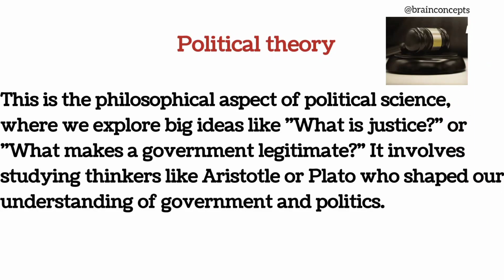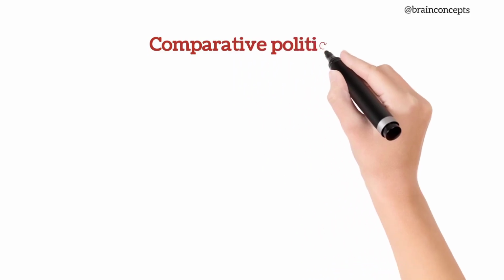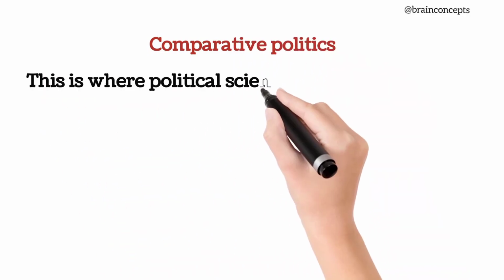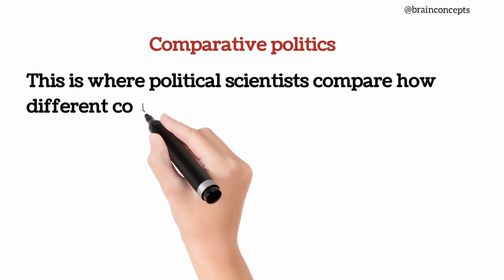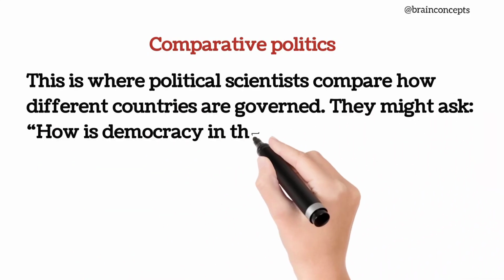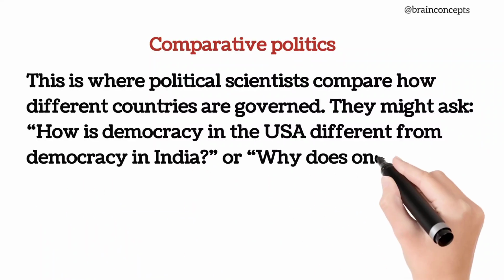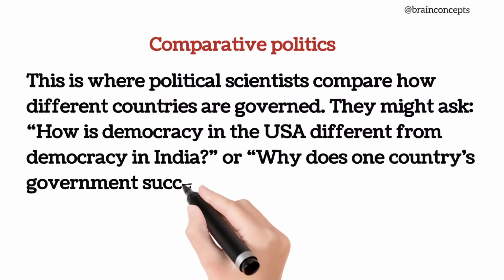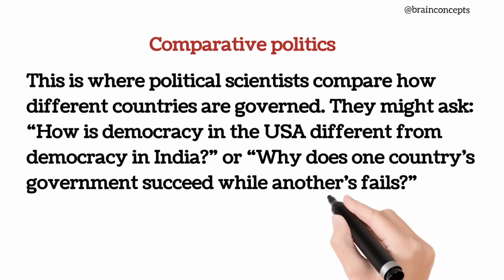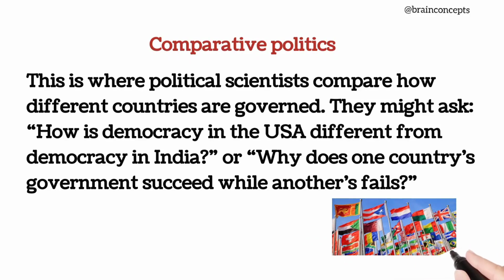Moving towards point number 2, that is comparative politics. This is where political scientists compare how different countries are governed. They might ask, how is democracy in the USA different from democracy in India? Or why does one country's government succeed while another fails?